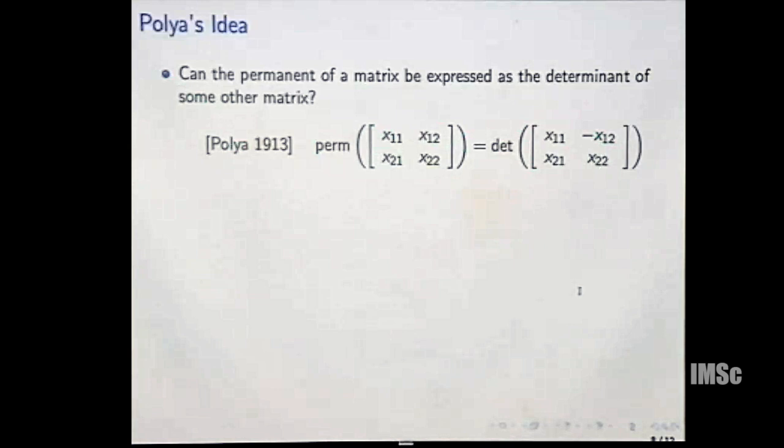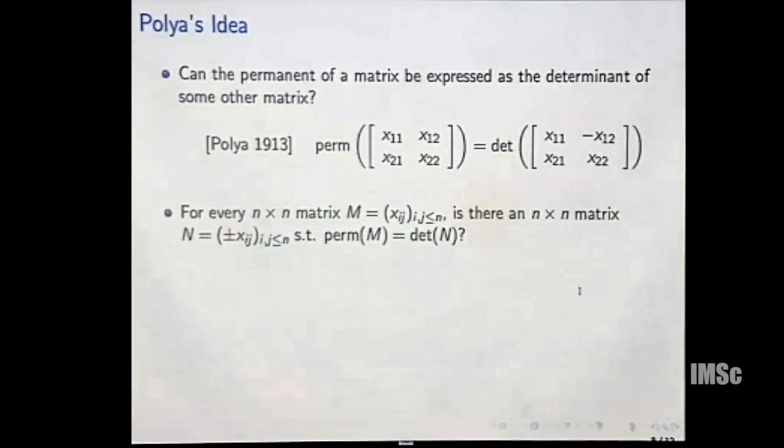So this is what Polya observed in 1913, even before we actually studied determinants from a computational perspective. So now the question is, can you do this for 3 cross 3? Can you express the permanent as the determinant of a different matrix? So for every n cross n matrix whose entries are xij's, is there another n cross n matrix N such that the permanent of M is the determinant of N, but now the entries have some sign change, plus minus xij's?